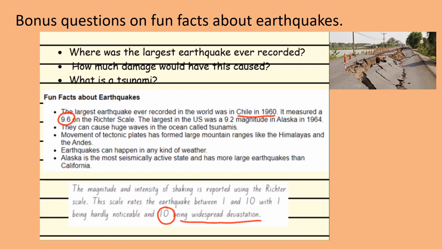Okay, and a tsunami, as I said earlier, is where the land has slipped underneath the ocean. So there's an earthquake under the ocean, and the displacement of that land causes a tsunami. So the water is pushed up, causing huge waves to come in towards the land.